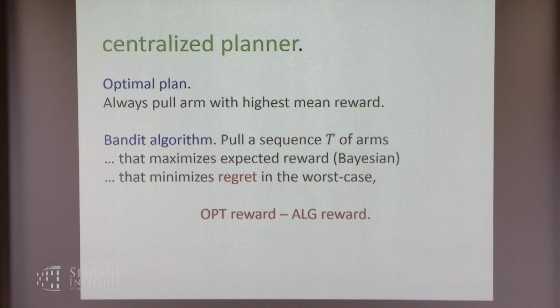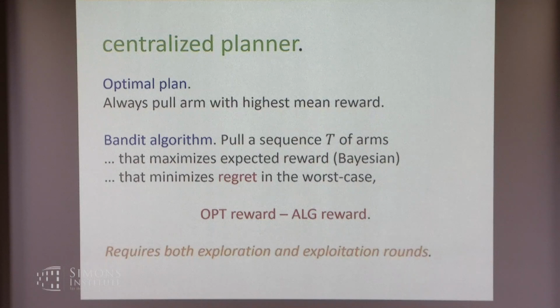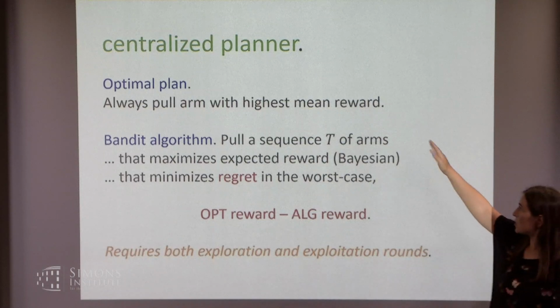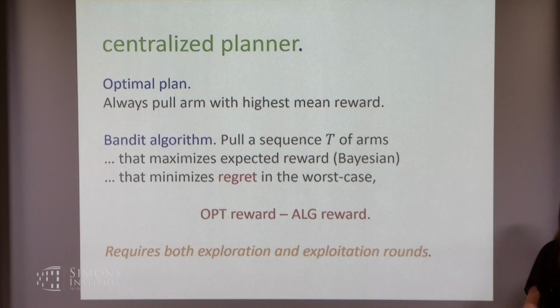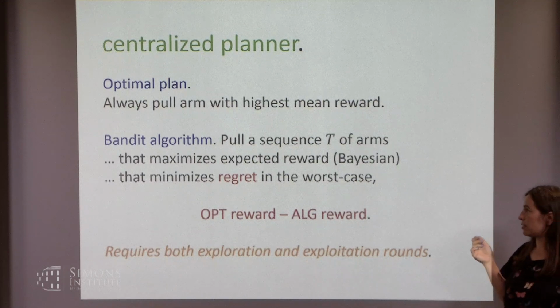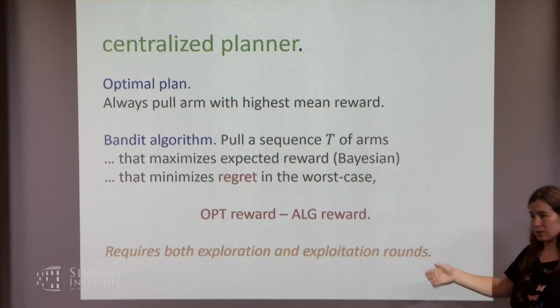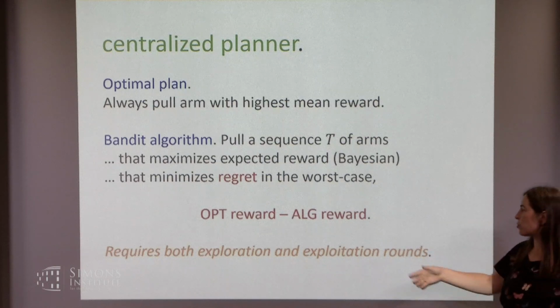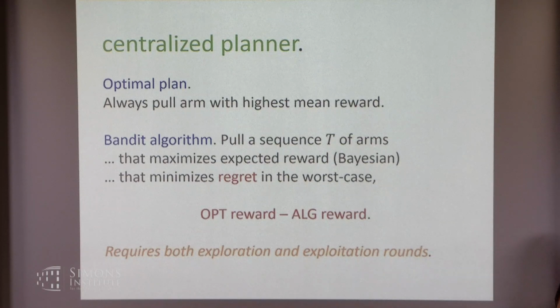And one thing to note about this problem is that for either of these objectives, because you don't know the mean rewards of the arms, any bandit algorithm that's going to do well is going to have to do both exploration and exploitation. So it's going to have to explore a bunch to figure out which arms are the better arms. And then it's going to have to leave itself enough time to exploit a bunch in order to pull the arm with the best reward so that it doesn't lose too much compared to opt.